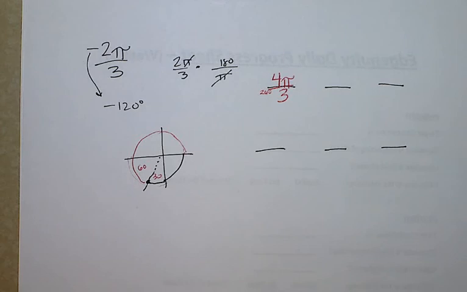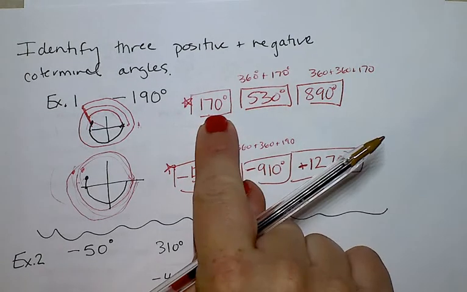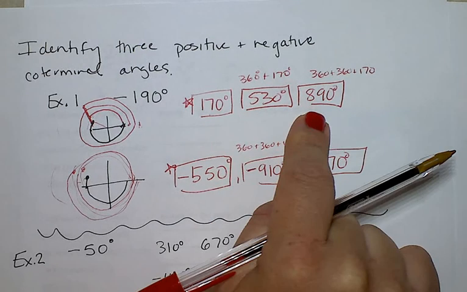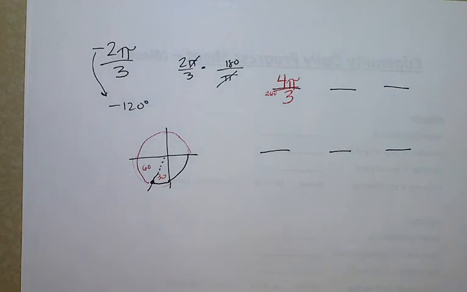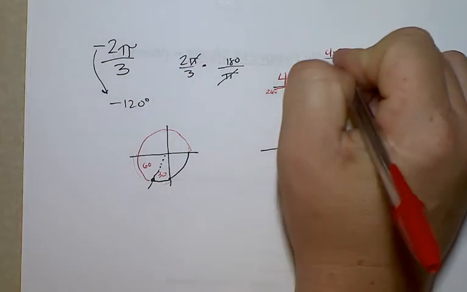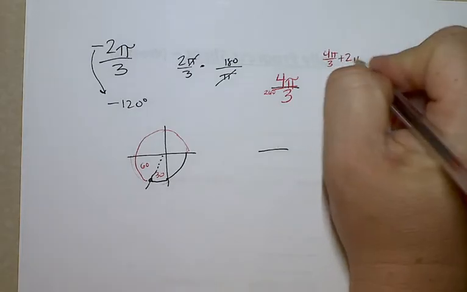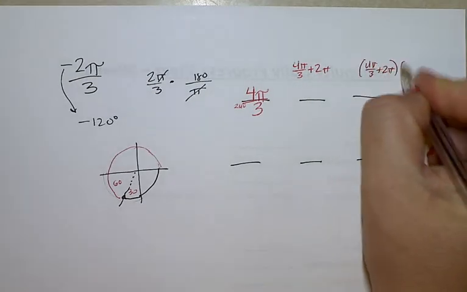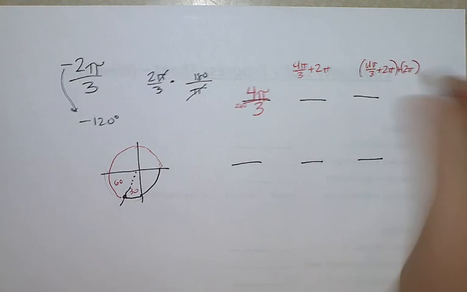Now I'm going to teach you the fast way of doing this. Look back to the last problem. After you figured out the first one, what did you just keep adding? 360, and then we add 360 again. But in terms of radians, what is 360? Okay, so don't do this. But what I want to do is 4 pi over 3 plus 2 pi, and then whatever I get for an answer here, I want to add an additional 2 pi. Thumbs up or thumbs down if you get that concept.